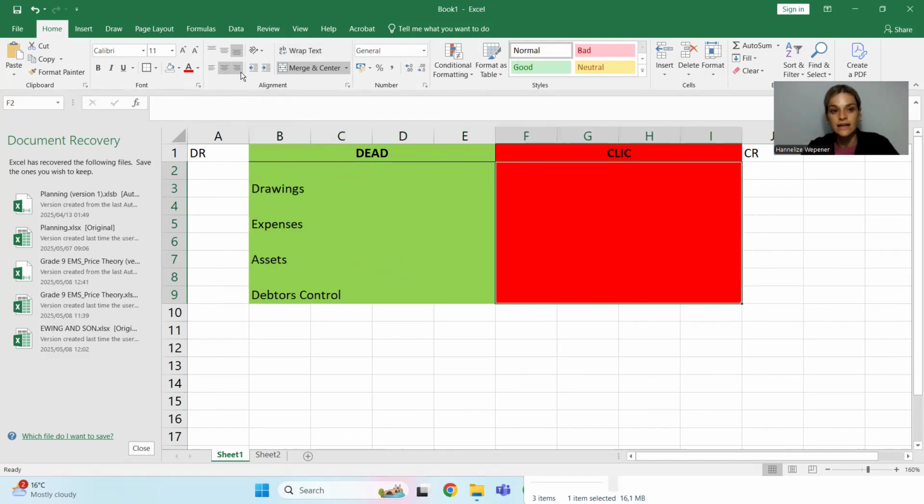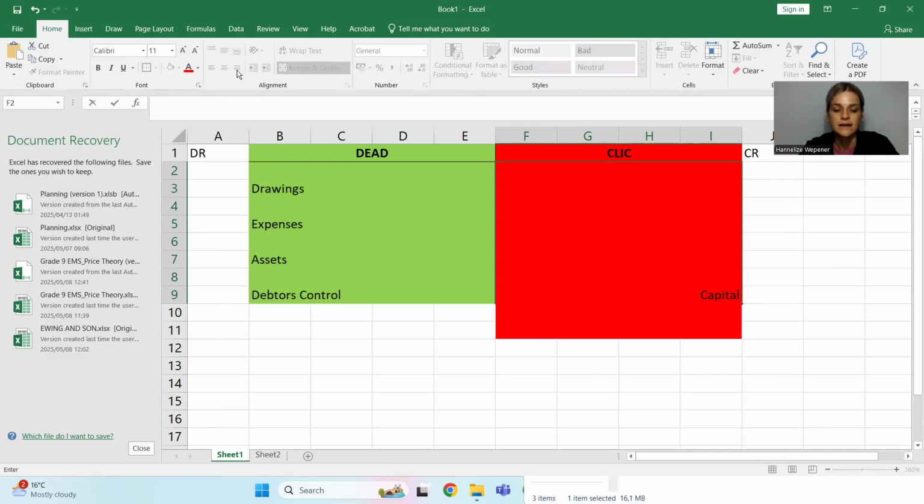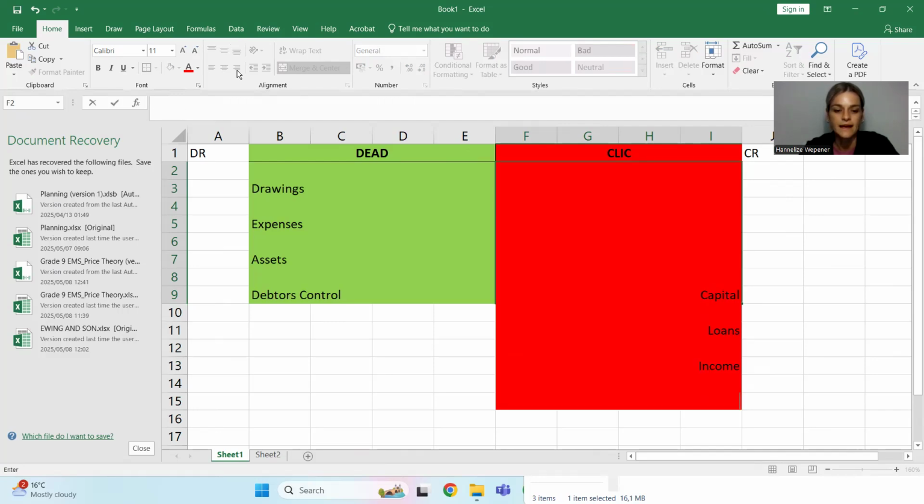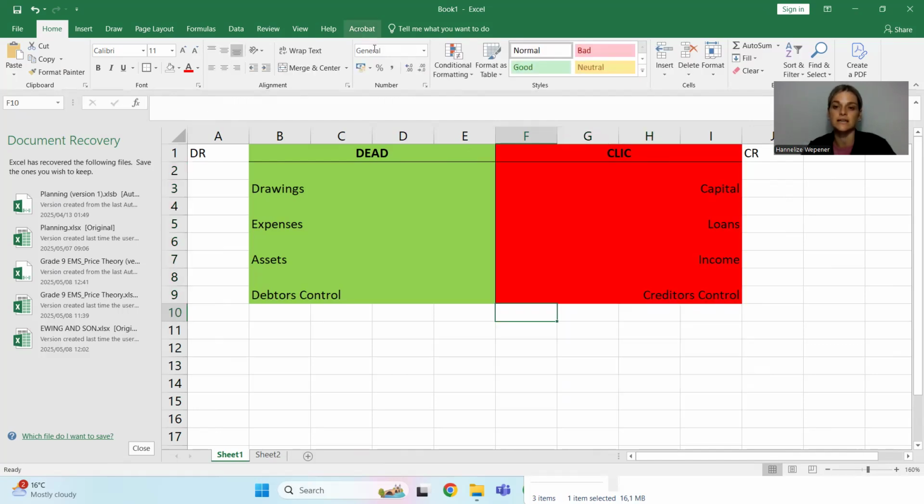Then click on the other side is capital. So capital, and then we have loans, and we have income, and we have creditors control. Creditors control, once again, one of those accounts that you will see in grade 9. This is now when you purchase from someone without making immediate payment. So you are buying on account.